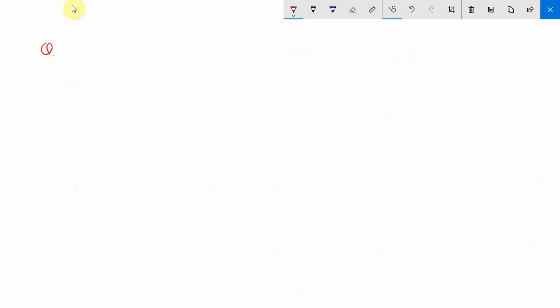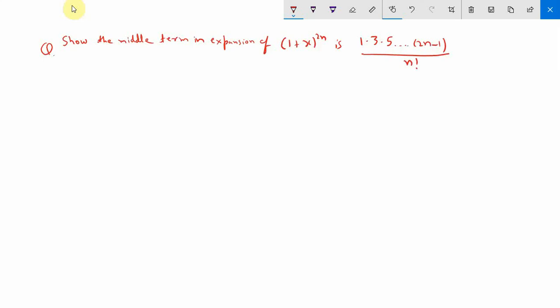So now we will write: the middle term in the expansion of (1 plus x) to the power 2n is what? 1 into 3 into 5 up to (2n minus 1) divided by n factorial, 2 to the power n, into x to the power n. So how to solve this?